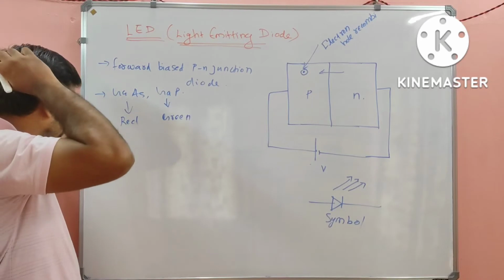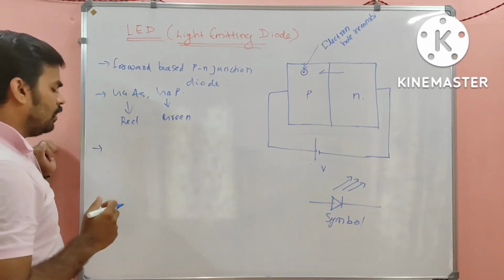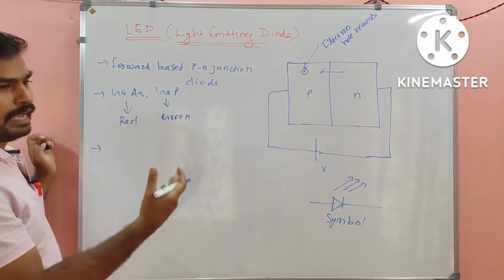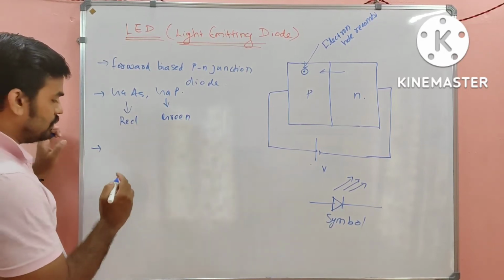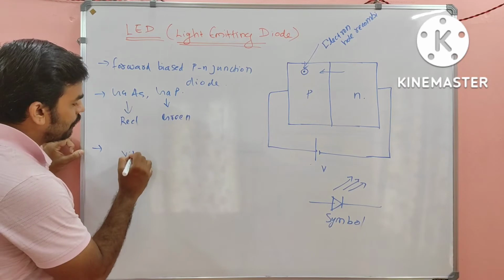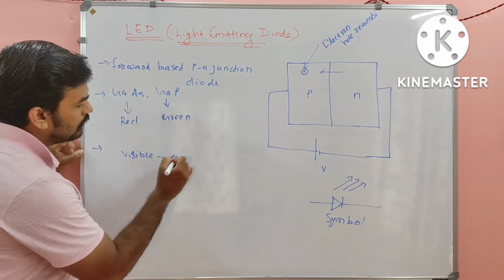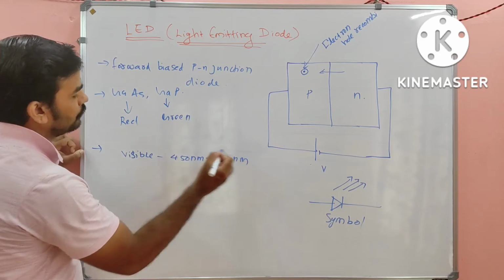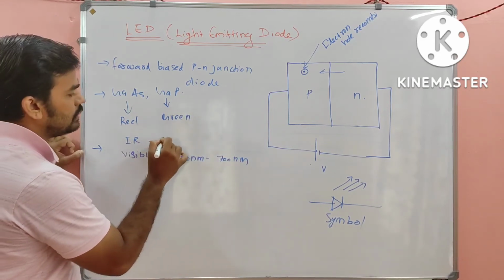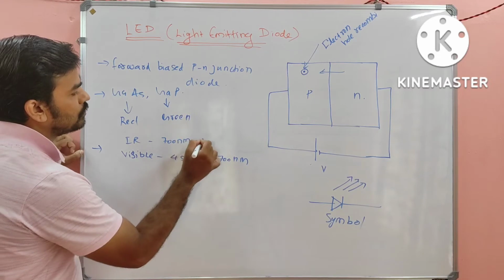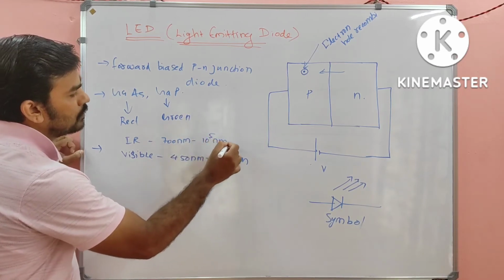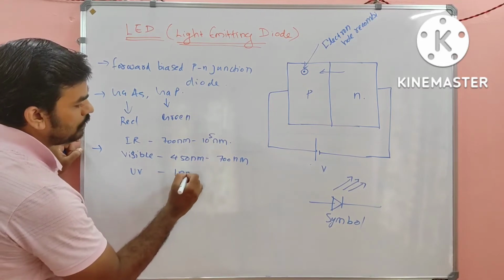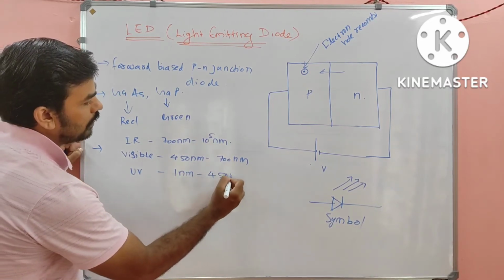And normally you have to note the range of wavelength for visible light, ultraviolet and infrared regions. For visible light, it is 450 nanometer to 700 nanometer. For IR, it is 700 nanometer to 10 raised to 5 nanometer. And for UV, it is 1 nanometer to 450 nanometer.